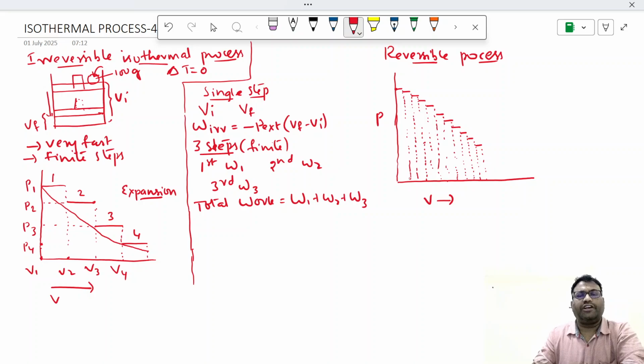And if you draw a graph, again we get the same rectangular hyperbola. Okay. Same rectangular hyperbola.